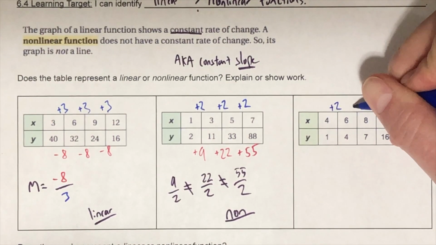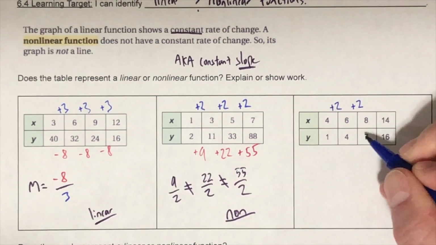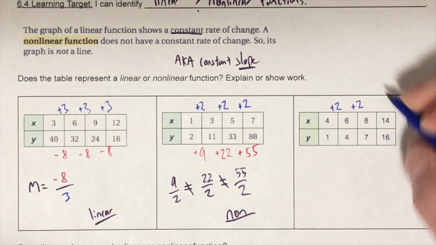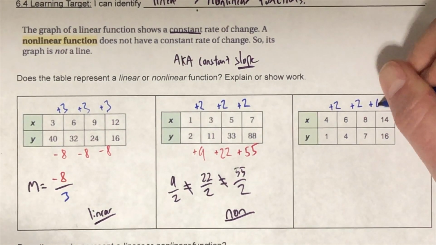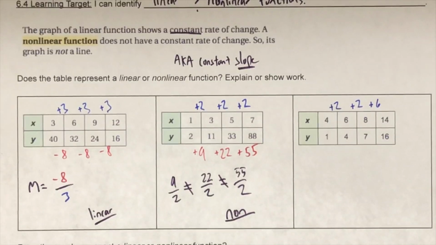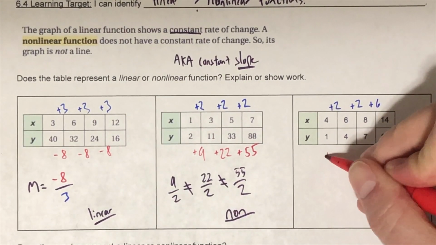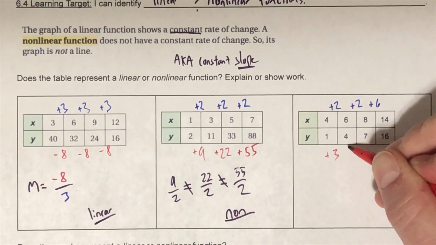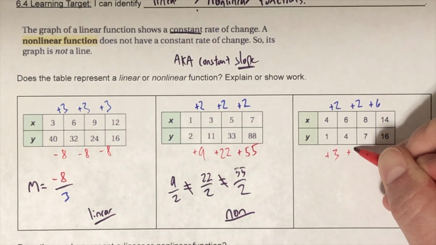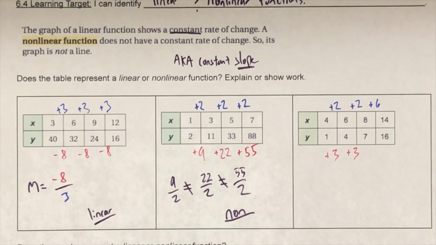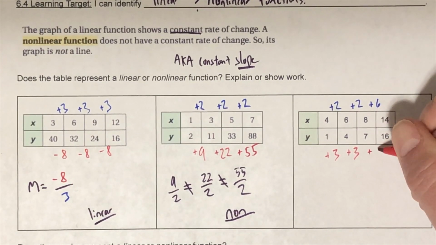We're up 2. Up 2. Ooh, and then this is interesting. From 8 to 14, we went up 6. On the y-axis, we are up 3. From 4 to 7, we're up 3. From 7 to 16, we're up 9.